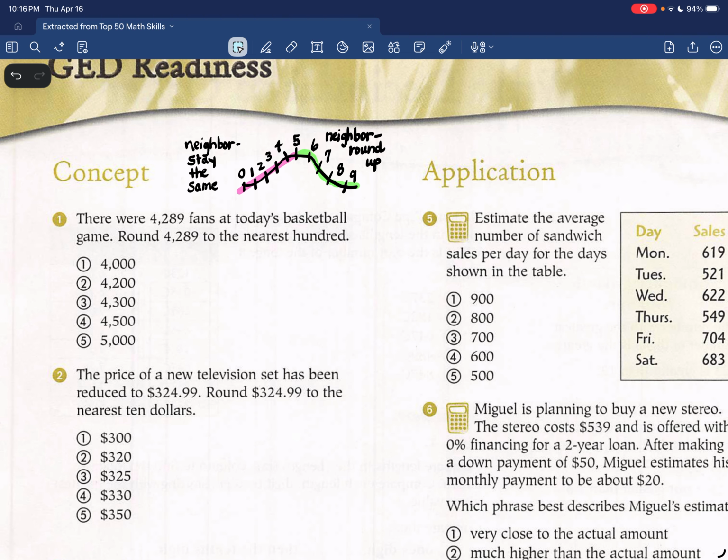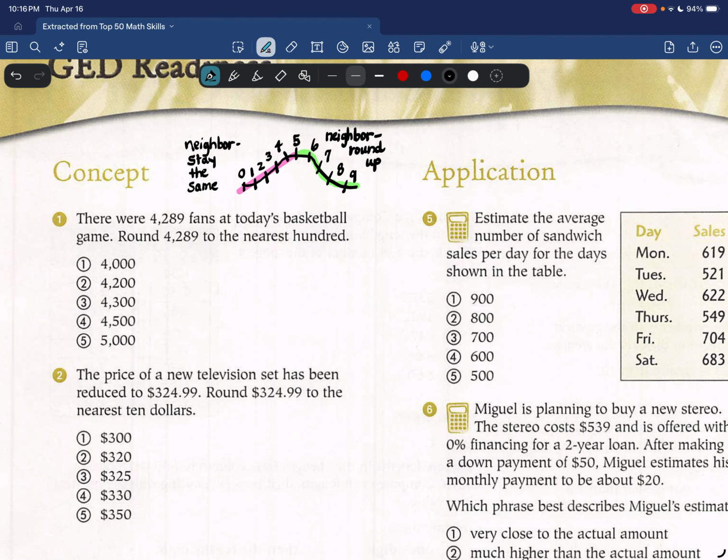There were 4,289 fans at today's basketball game. Round 4,289 to the nearest 100. So I underline the hundreds place. I look at the neighbor and I see that the neighbor is in the round up section. So I'm going to bring this up to 4,300. And that is my rounded estimate.